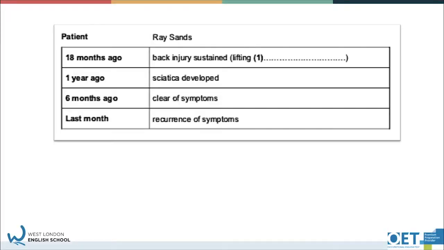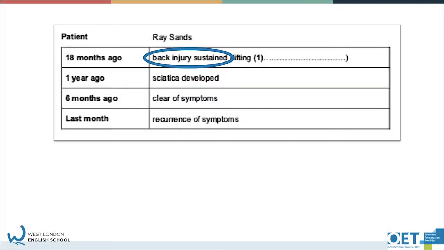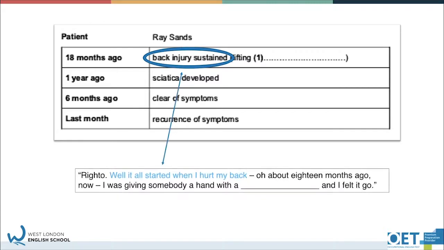So let's have a look at an example. You'll see what I mean. If we look at question number 1, it says back injury sustained lifting. Well, the patient isn't going to say, I sustained my back injury by lifting. It's never that simple. It's never that straightforward. What the patient actually says is, it all started when I hurt my back. So you can see how different it is, and you can hear the difference in formality.